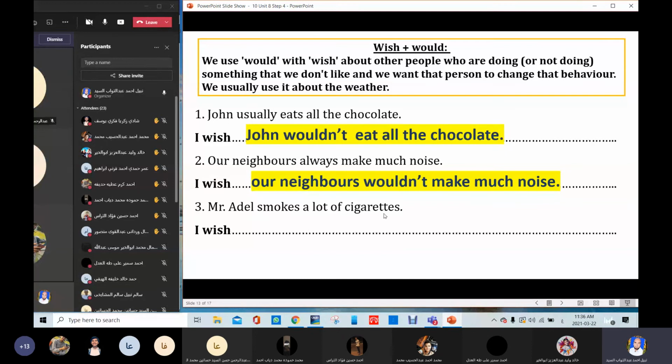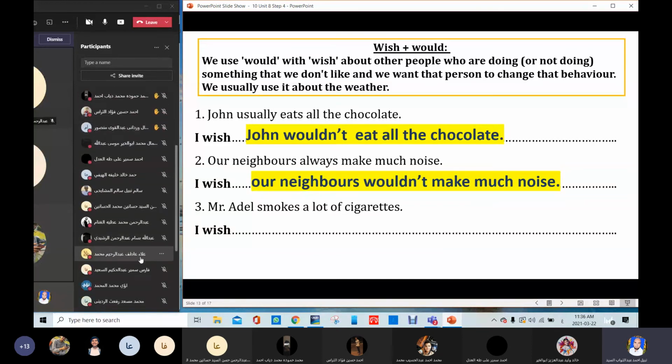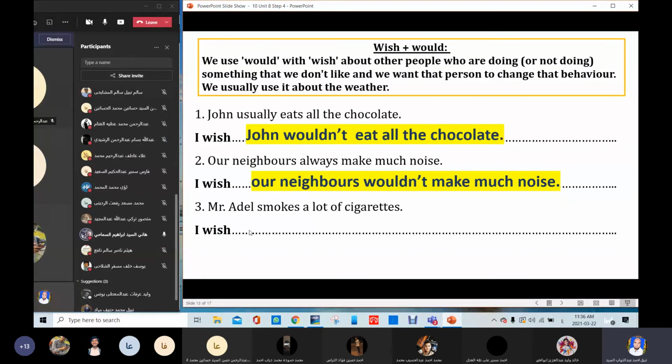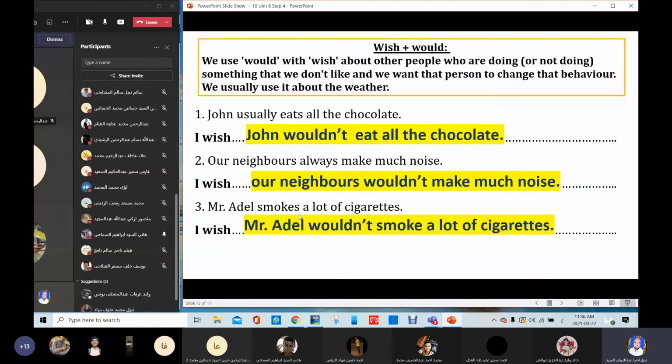Mr. Adil smokes a lot of cigarettes. I wish. Yes, Hani. I wish he stopped smoking. Again, Hani. I wish Mr. Adil stopped smoking. Stop smoking without would? So I wish Mr. Adil would stop smoking. I wish Mr. Adil wouldn't smoke a lot of cigarettes.